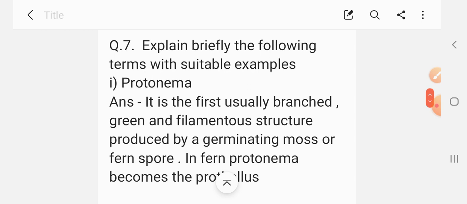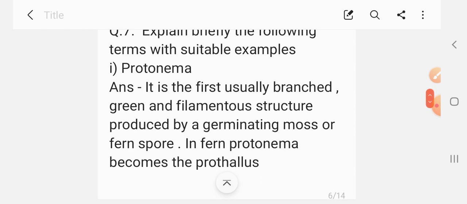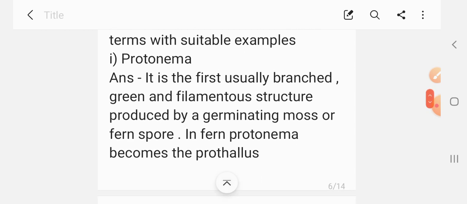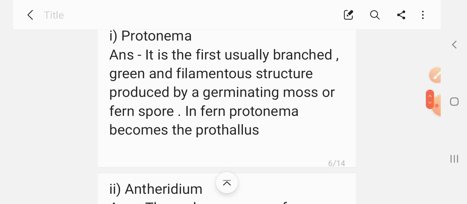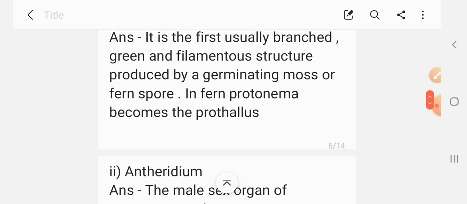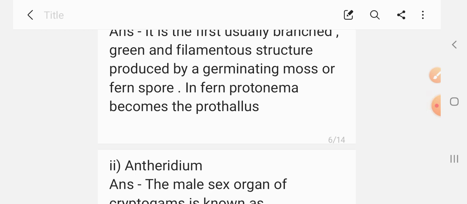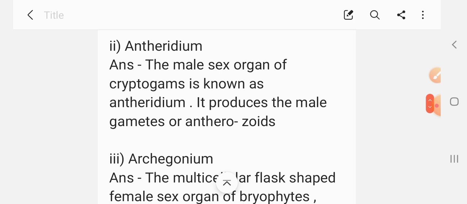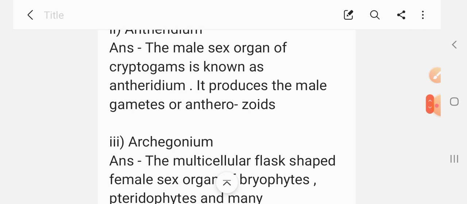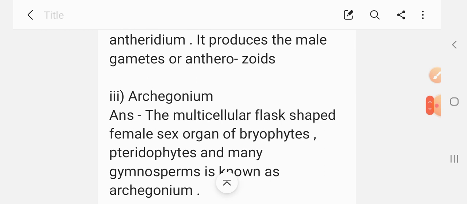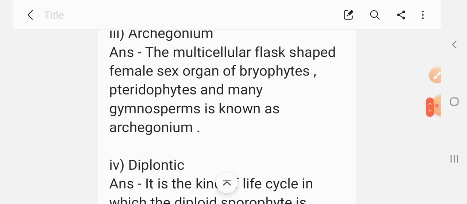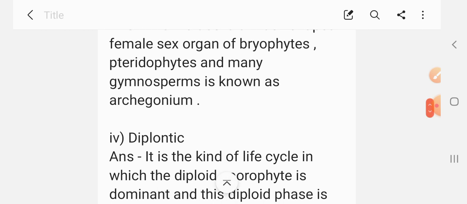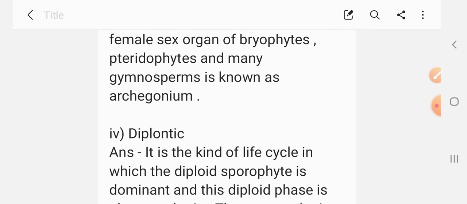Question number 7. Explain briefly the following terms with suitable examples. 1. Protonema. Answer. It is the first, usually branched, green and filamentous structure produced by a germinating moss or a fern spore. In fern, protonema becomes a prothallus. Antheridium. The male sex organ of cryptogams is known as antheridium, and it produces the male gametes or antherozoids. Archegonium. The multicellular flask-shaped female sex organ of bryophytes, pteridophytes, and many gymnosperms is known as archegonium.